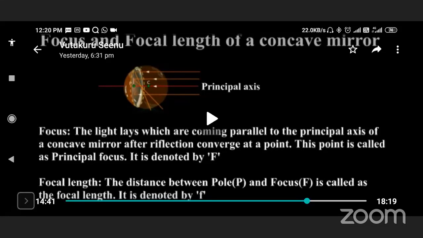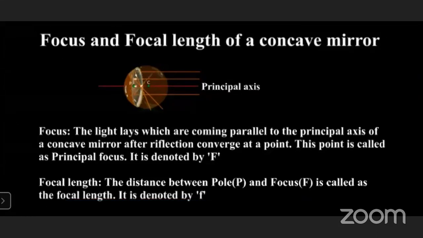After incidence, they are bouncing back. First one line, and two lines, three lines, parallel. They are not lines; imagine they are light rays coming from a far source. They are parallel to the principal axis. See, observe the video.